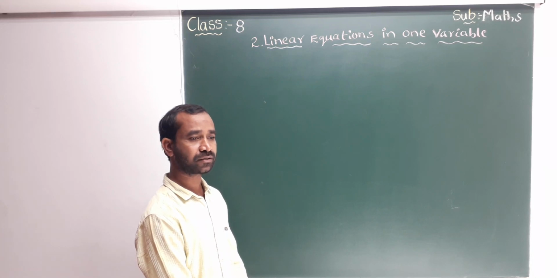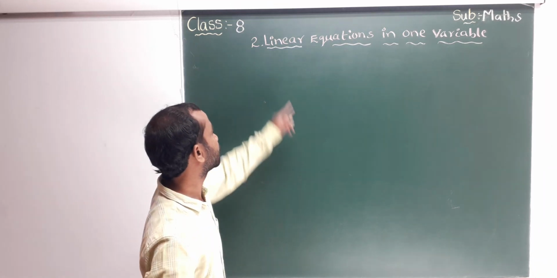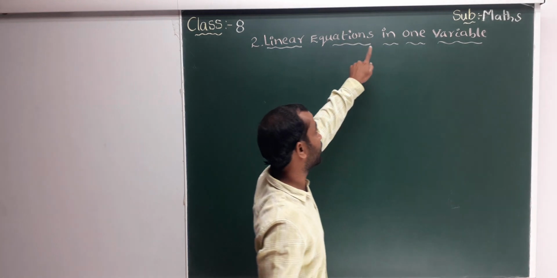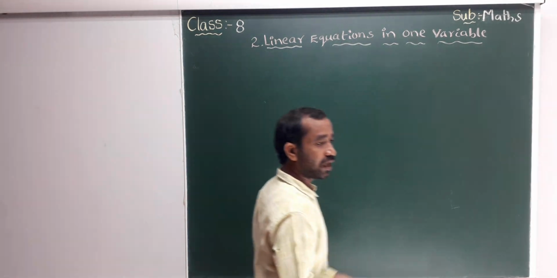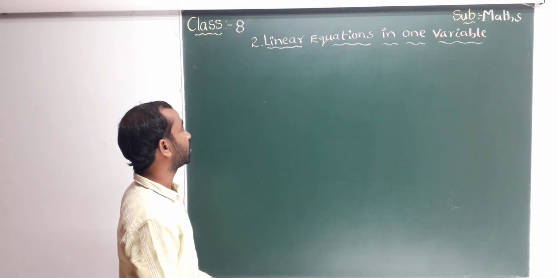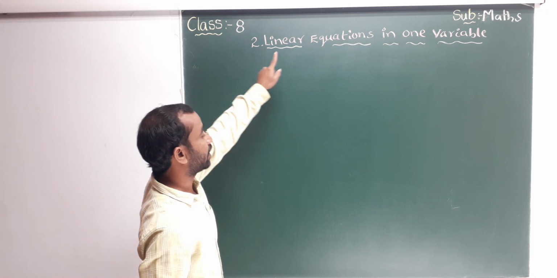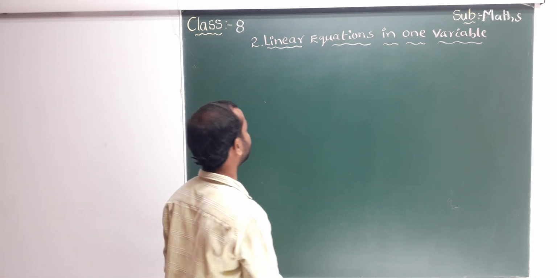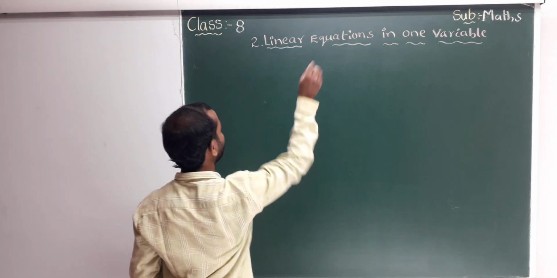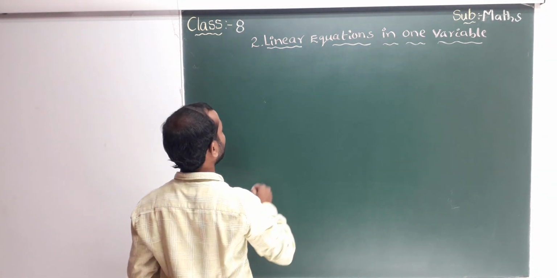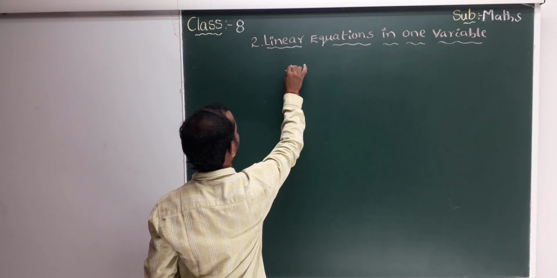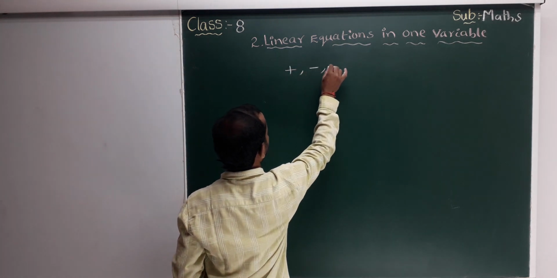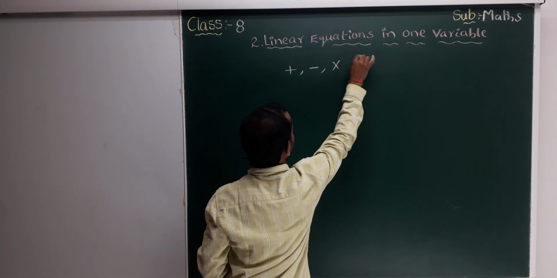Good morning, children. Today we will discuss the second chapter, linear equations in one variable. We already learned linear equations in 7th class. First of all, algebraic expressions. Algebraic expressions are formed with variables using mathematical operations: plus, minus, into, division.